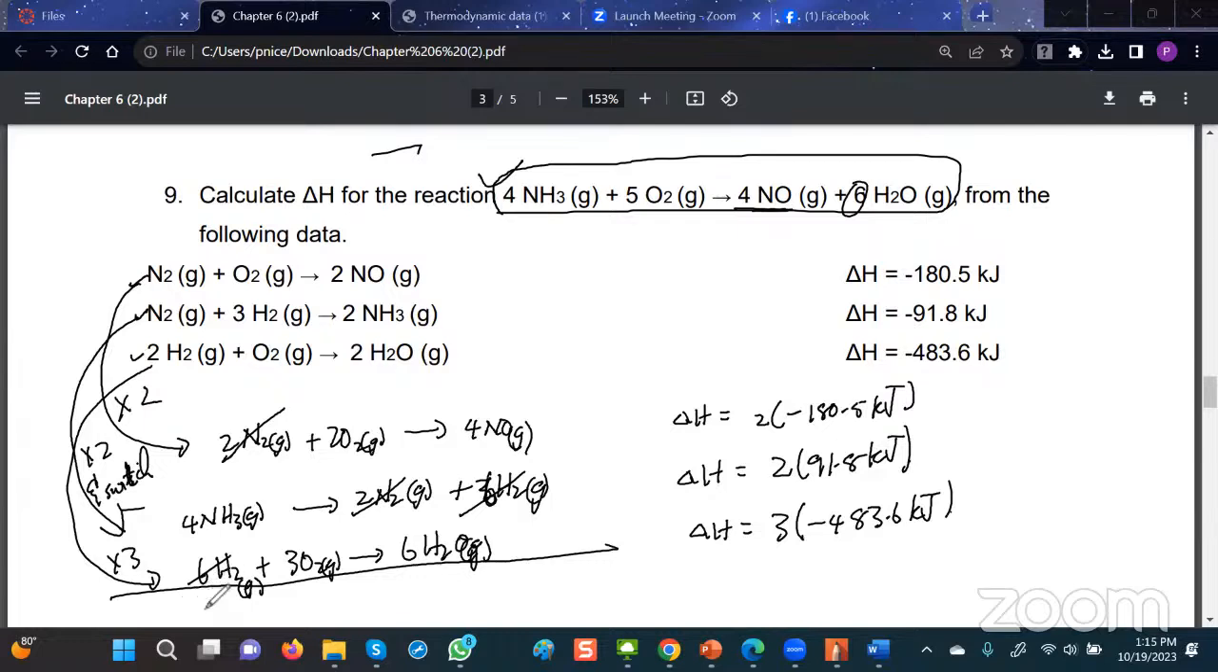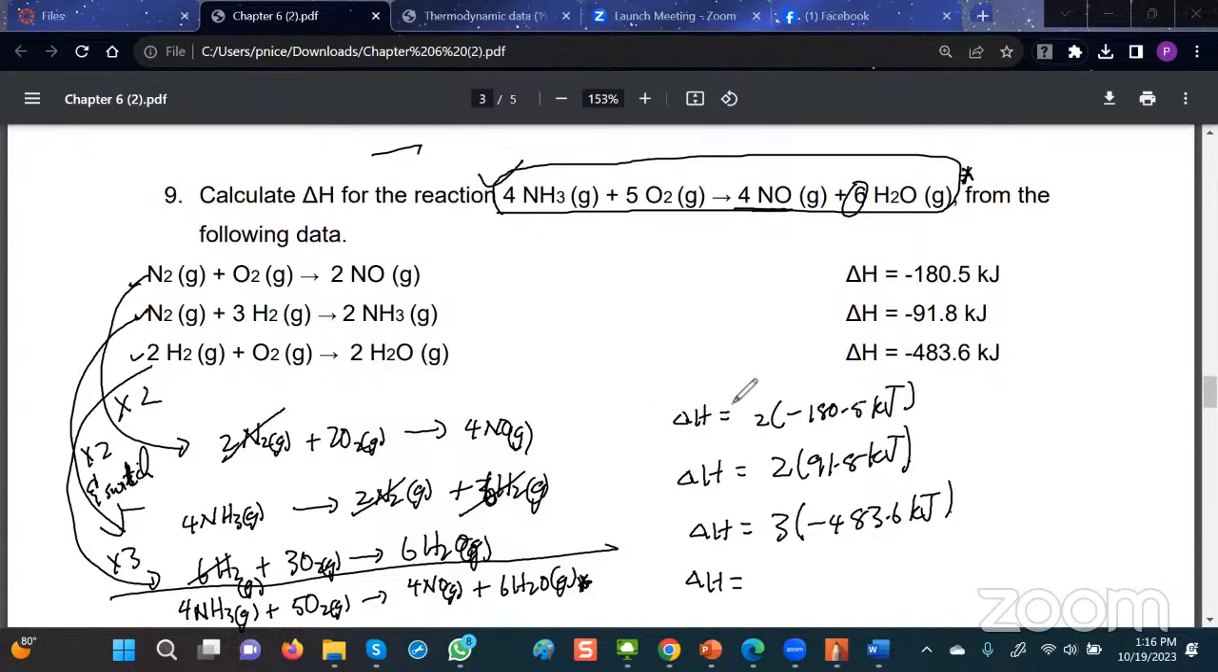So let's write down what results. 4NH3 gas plus 5O2 gas to give 4NO gas plus 6H2O gas. And again, when you compare this equation that you just derived to this equation, they're the same. So that means that the delta H value here, which is what the question is asking for, is when you add all these 3 values that we worked out here.